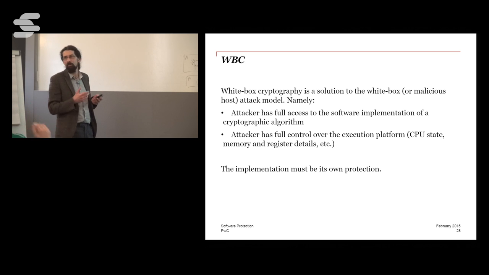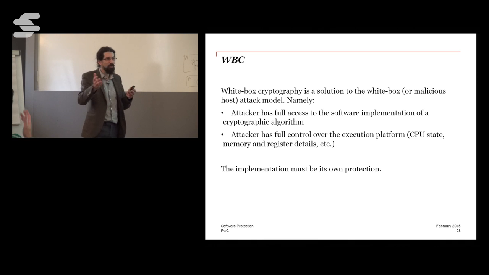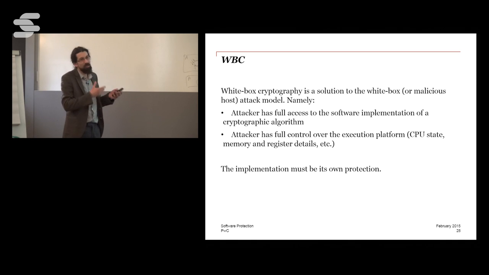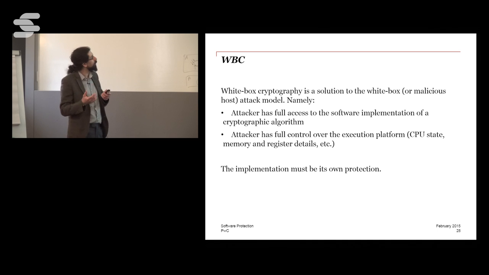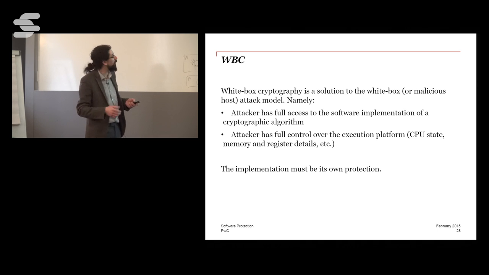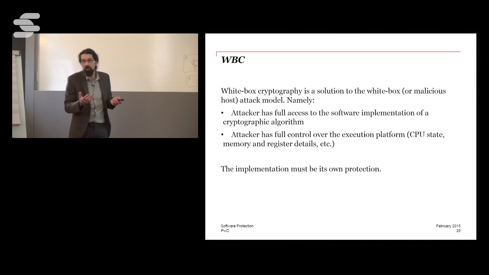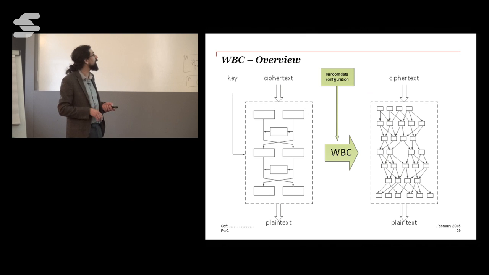In cryptography, you've probably heard, those who've been attending some of the lectures, that you have all sorts of indistinguishability notions and various things that are defined so that we can properly analyze crypto. Here they wanted to define an attacker model so that they could properly define how you might go about protecting against it. So they defined this white box model, and the cryptography that solved it was white box cryptography. In a sense, the implementation has to be its own protection because the implementation is open to scrutiny.